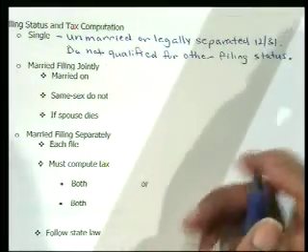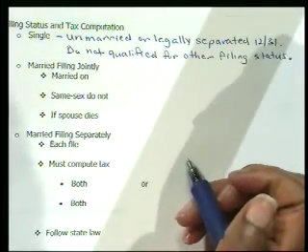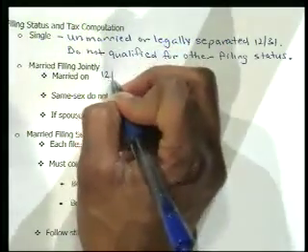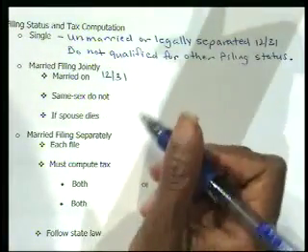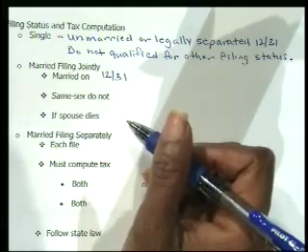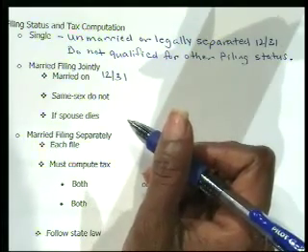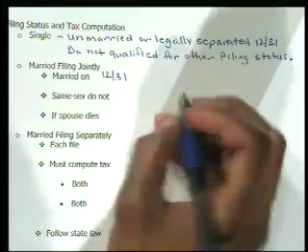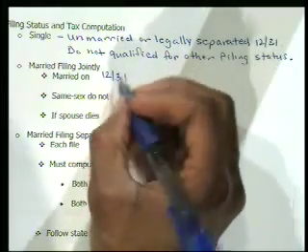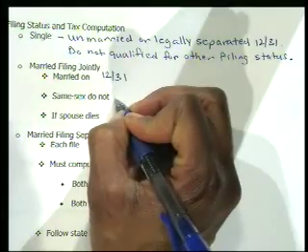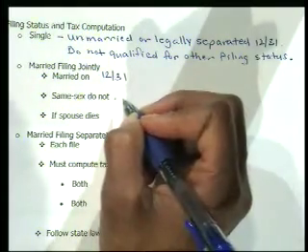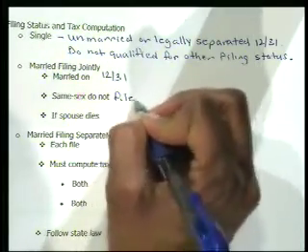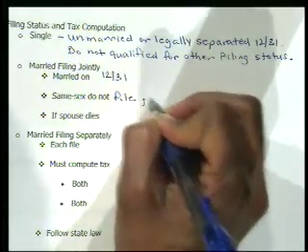The next one we want to look at is married filing jointly. That's if you are married on or by 12/31. Once again, if I get married on December 31st, I'm considered married for the entire year. Same-sex couples cannot file jointly. So it doesn't apply to same-sex couples. For IRS purposes, you cannot.